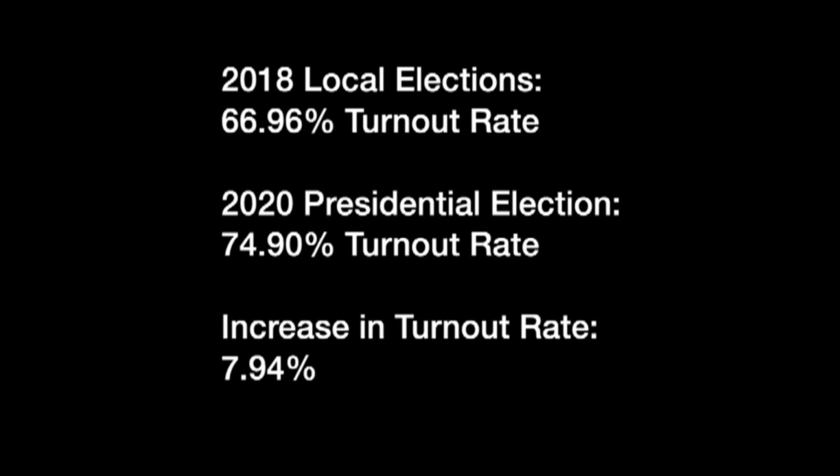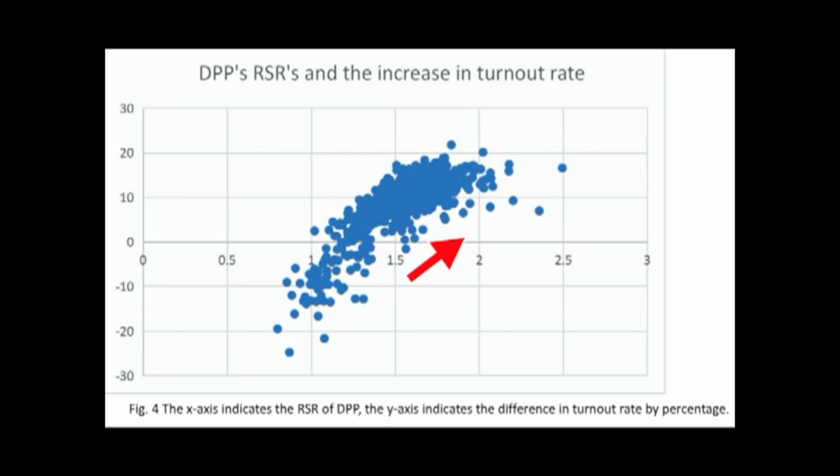To help us understand this graph, we should note that the increase in turnout rate from 2018 to 2020 is 7.94%. Now, you can see that from about 1.5 to 2 on the x-axis, most of that is about a 10 to 20% increase in the turnout rate. This means that when DPP support increased by 50 to 100%, it also increased the turnout rate by 10 to 20%. This would suggest that almost every additional ballot that was cast in 2020 that wasn't cast in 2018 was for the DPP. This indicates deliberate ballot stuffing by the election staff.